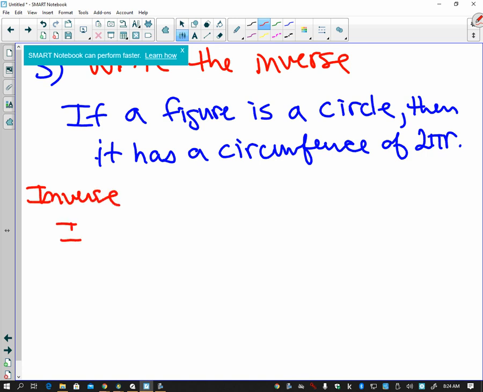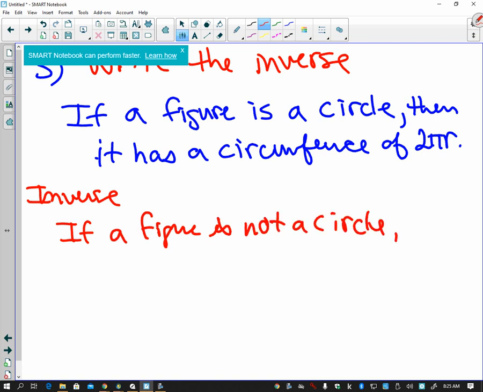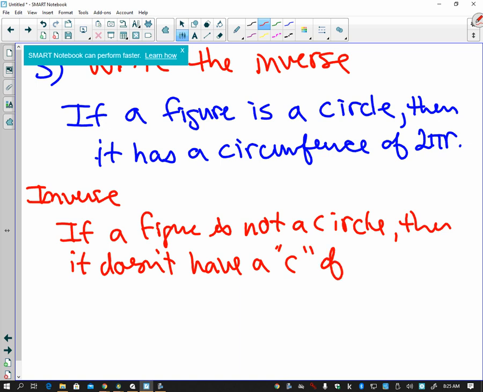Inverse. If a figure is not a circle, then it doesn't have a circumference of 2 pi r. Okay? That's our inverse statement.